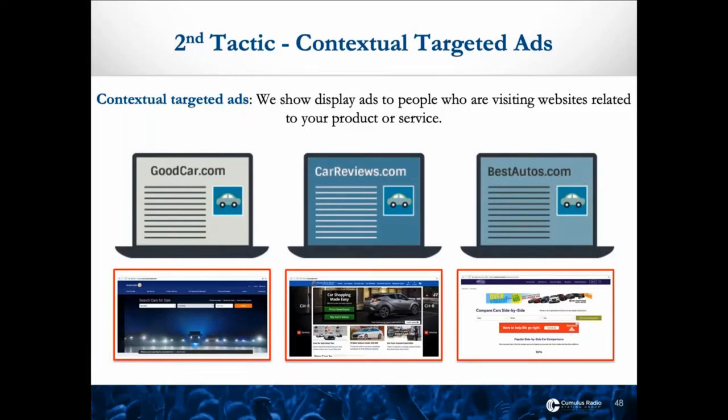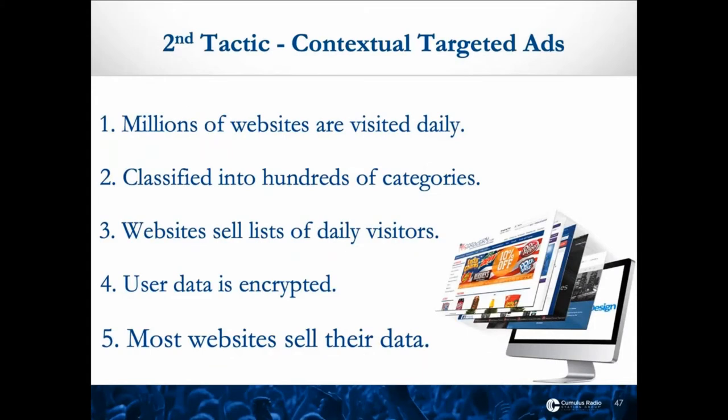So this is where more of a behavior online is why we would serve your ads to a very specific person. So actually, let me jump to this slide right here. So contextual ads, I break it down very simply here. Number one, there's millions of websites out there that are visited daily. And what we did is we took all of those millions of websites and we put them into a few different hundred categories. So one category might be auto, one might be unemployment or, you know, job search. Another one might be restaurants, so on and so forth.